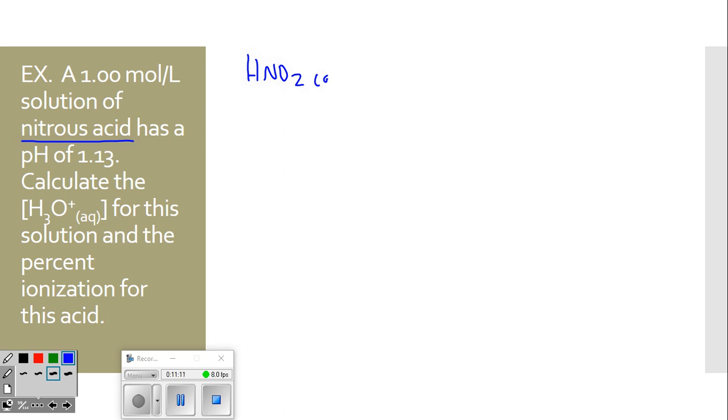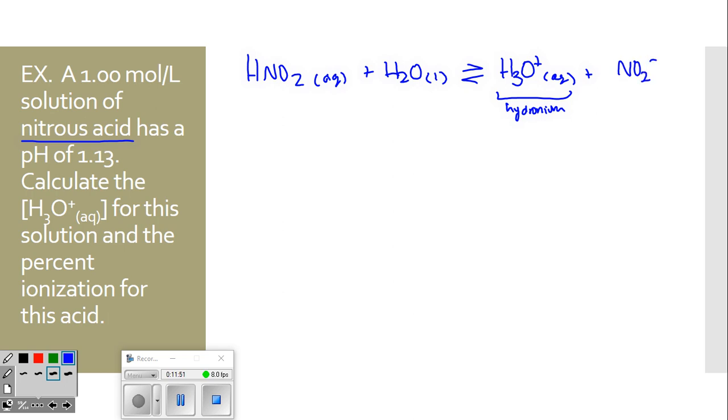Now we have a solution of nitrous acid. So I'm just going to write out the reaction that would go along with this acid. Anytime you have a solution of an acid, you always have the acid and water. Because nitrous acid is not a strong acid, it's a weak acid, I'm putting the equilibrium arrow instead of the quantitative arrow. The products would always be hydronium and this little guy. It's what's left after I take the hydrogen away from the acid in my reaction. This is generally a base that's left over because I just took the hydrogen away from it.